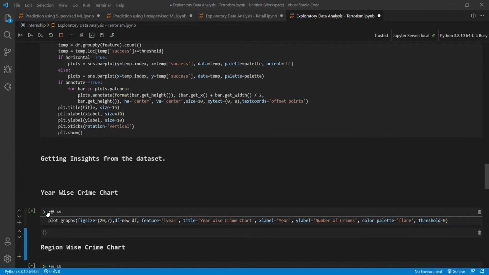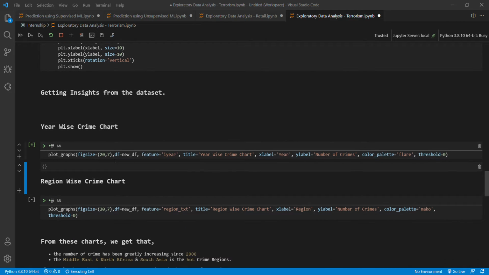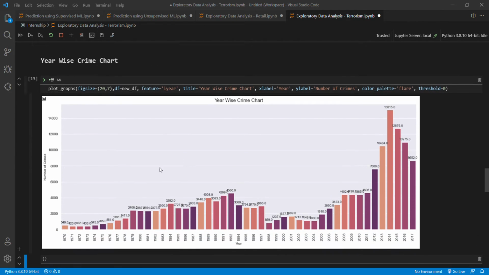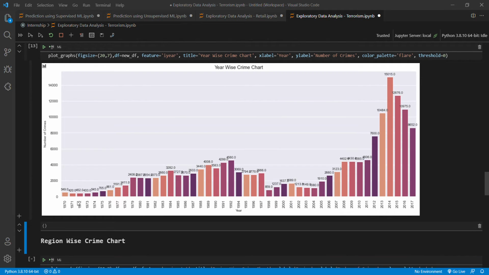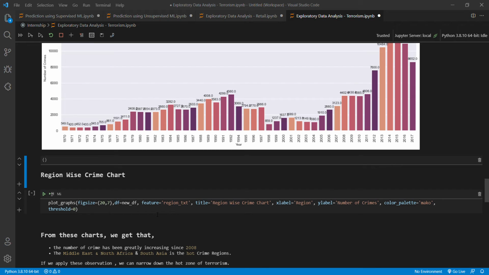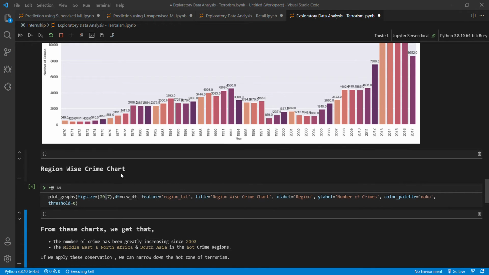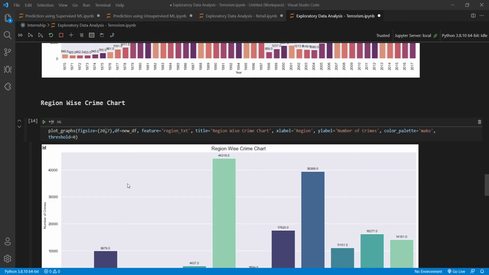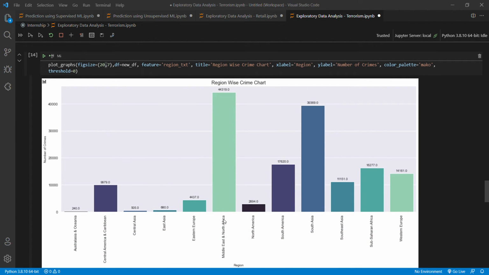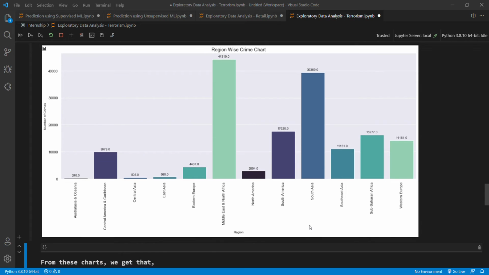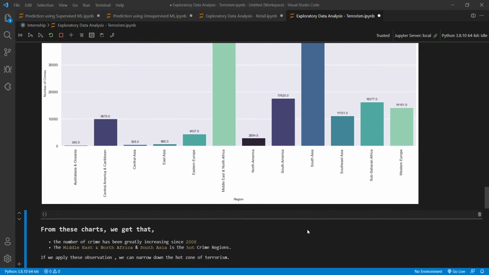If we plot the year-wise crime chart, which takes some values and outputs this chart, as you can see, the crime has been steadily increasing throughout the years until 2008, then it continued increasing gradually up to 2013. So we can keep that in mind. I will also be plotting the region-wise crime chart. As you can see, the Middle East, North Africa, and South Asia are the two most crime-committed regions from this chart.